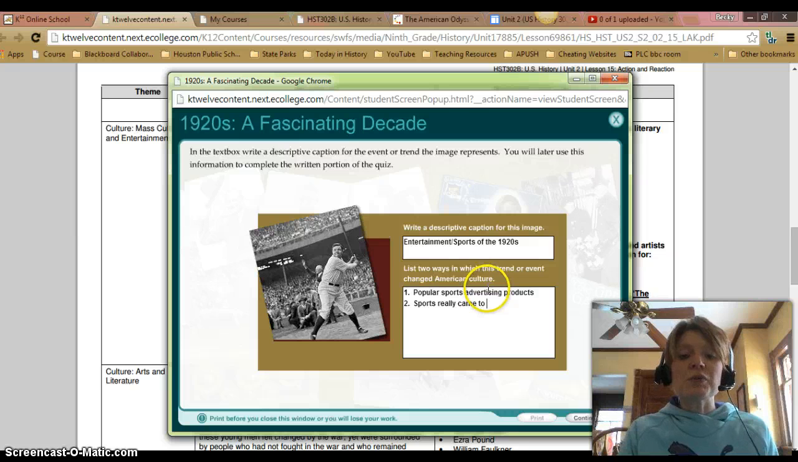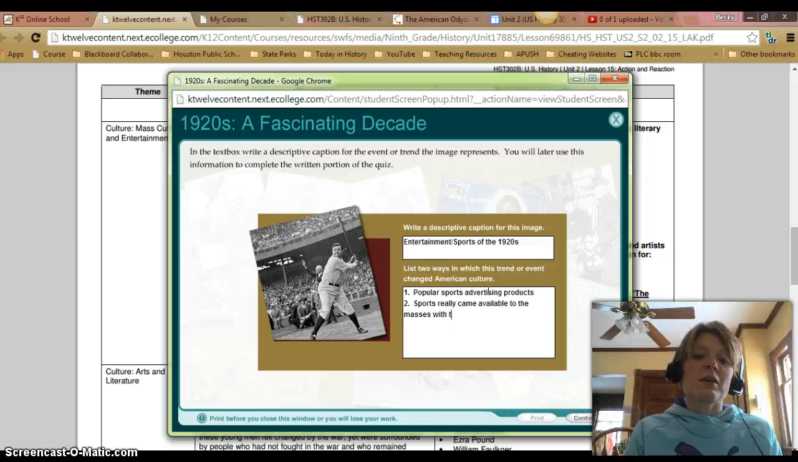Okay, so how could I say it? Sports really came to the center, really became available to the masses with the radio, etc. Okay, moving on.